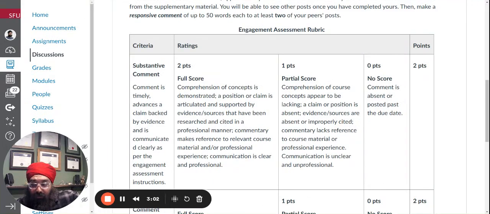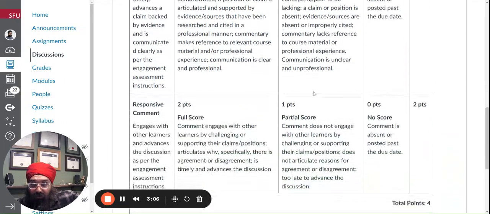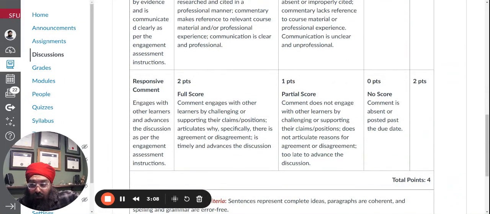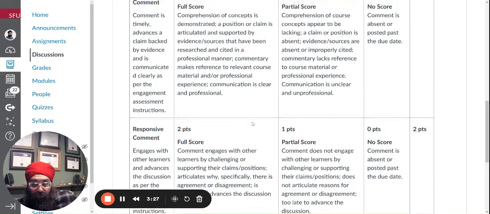You want to demonstrate that you have good comprehension, you've reflected on your knowledge, and the responsive comments is also worth two. And this is only about 50 words, right? So again, not too worried about you going a little bit over. 50 words is not very much, but you can talk about what you thought about somebody else's post and add your own 2 cents to it. So those are the discussions.